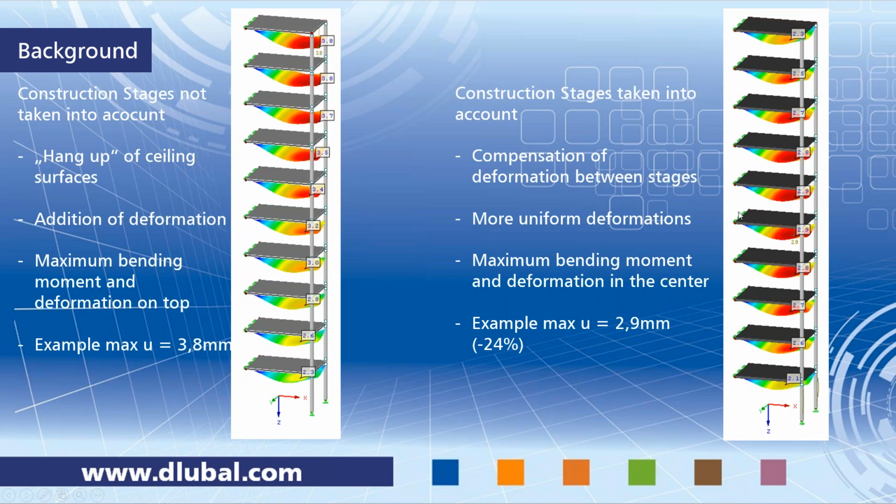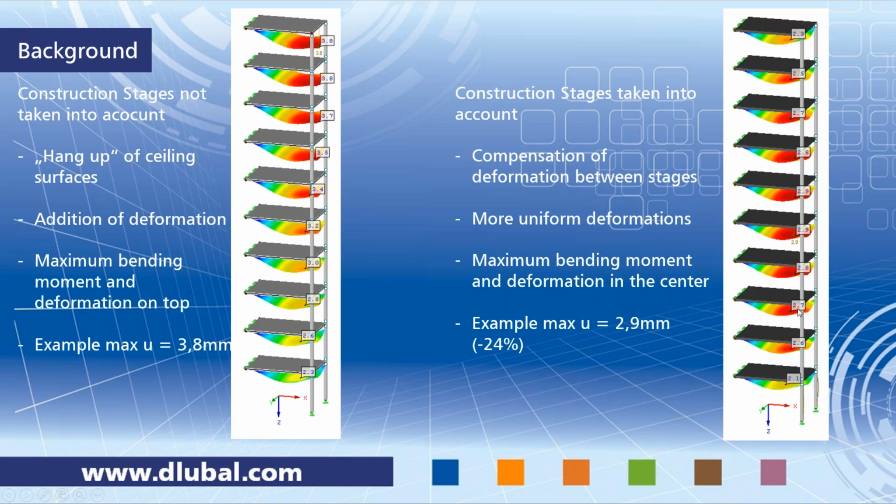Another fact is that you have a decrease of the deformations. In this example, it's about -24%. The maximum deformation is just 2.9 millimeters compared to the 3.8 millimeters on the left side. This is, of course, just a theoretical example, but 25% less deformation is quite a lot, and you will also get less bending moments. And as you can see on the right side, they are definitely in another place instead of the top of the building.